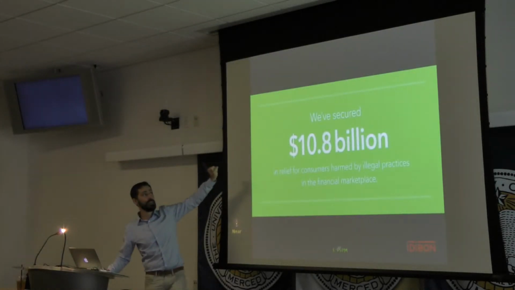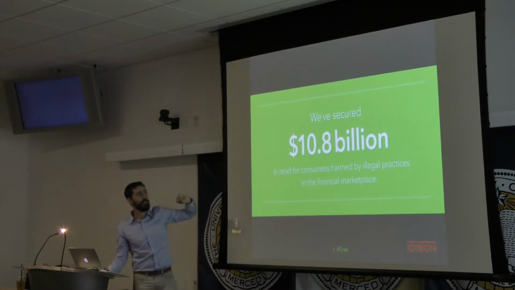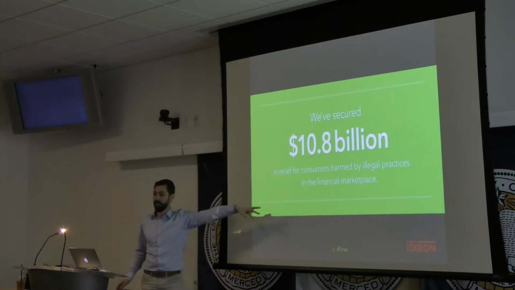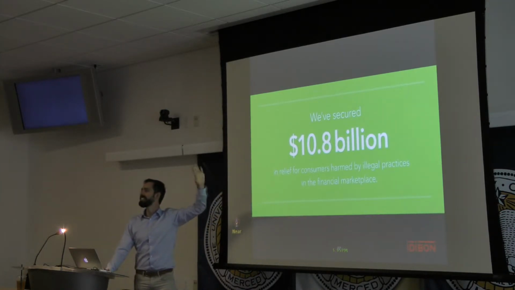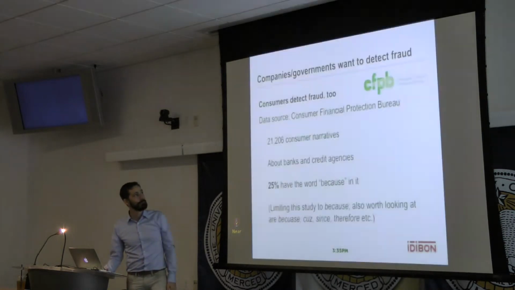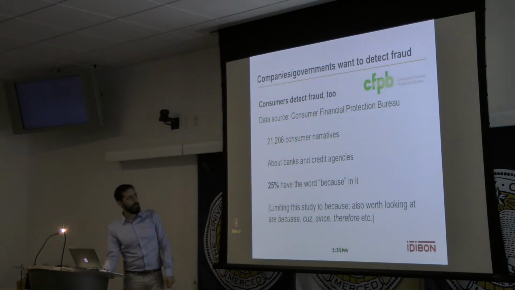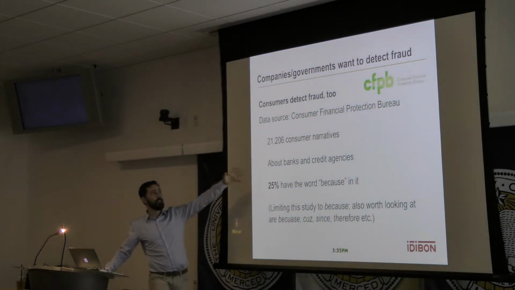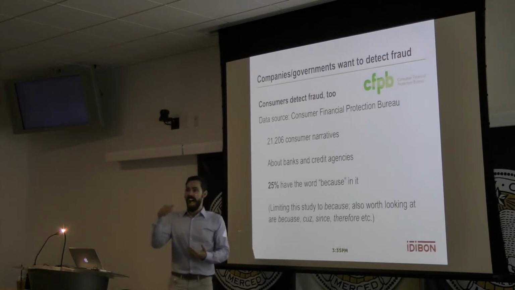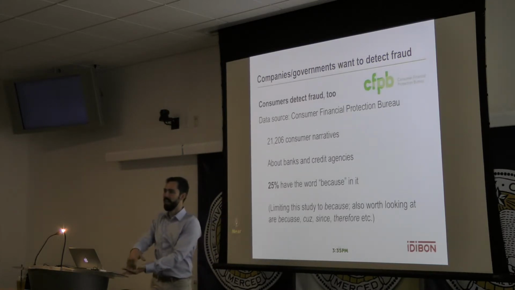This is what the Consumer Financial Protection Bureau says on their website. We've secured almost $11 billion in relief for consumers harmed by illegal practices in the financial marketplace. It's a big statement. Now, it's not to the moon, right? Like it's not 3.7 trillion, but 10.8 billion, that was a couple of forklifts, that's a lot of forklifts. You need a warehouse for that amount of money. So the data source in the next few slides is 21,000 consumer narratives, people writing to the CFPB and saying, I think this bank or this credit bureau is doing this bad thing, and here's my story.